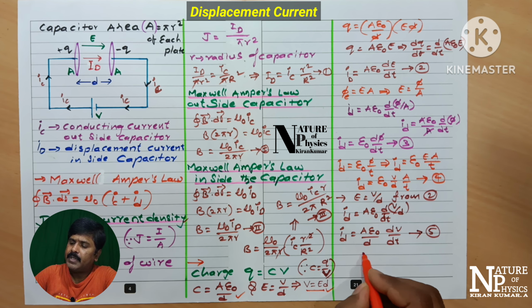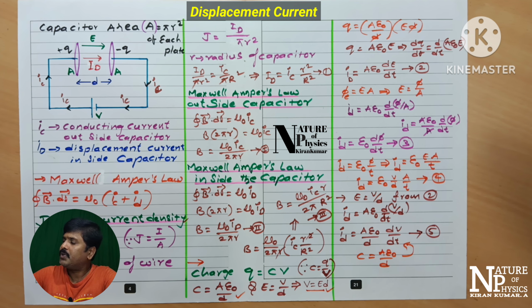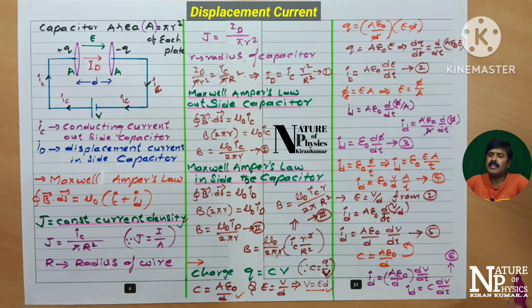And also here, C which is equal to A epsilon naught by d is replaced in the above equation, so that we will get the final equation for displacement current I d which is equal to A epsilon naught divided by d, whose value is written as C. Again I will write dV by dt, so that I d which is equal to C into dV divided by dt. This I can write as equation number 6. Six different equations I gave you for the displacement current. This is the clear information about the displacement current.